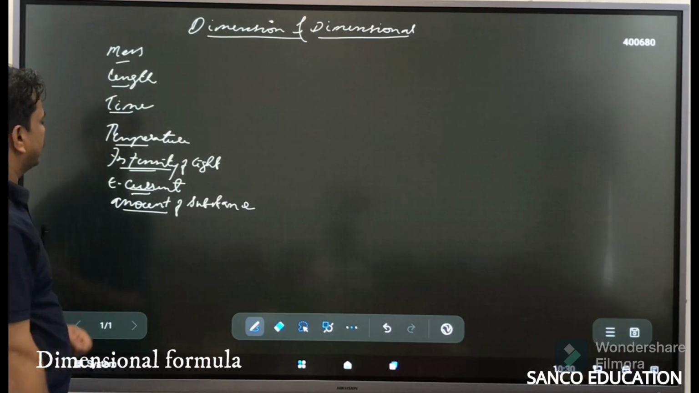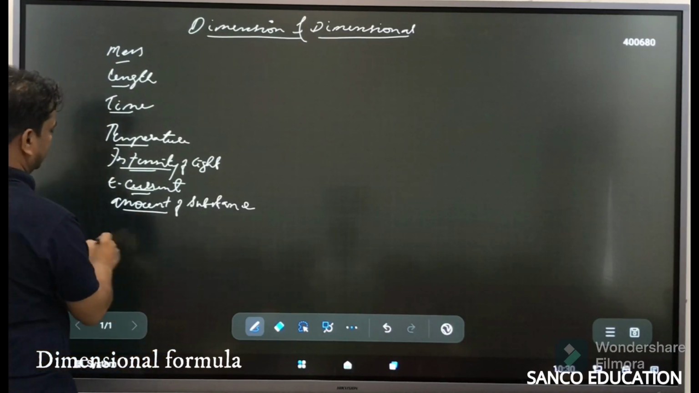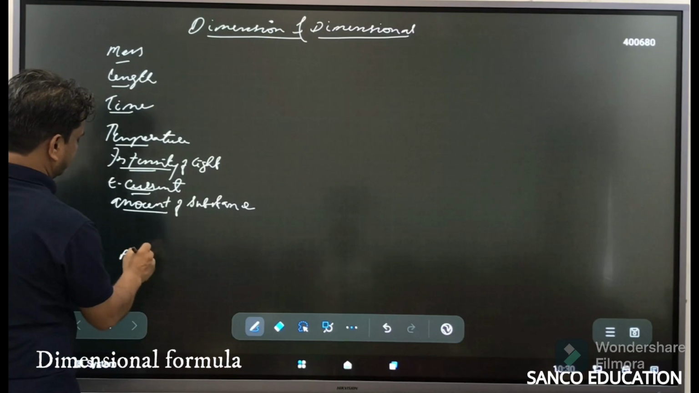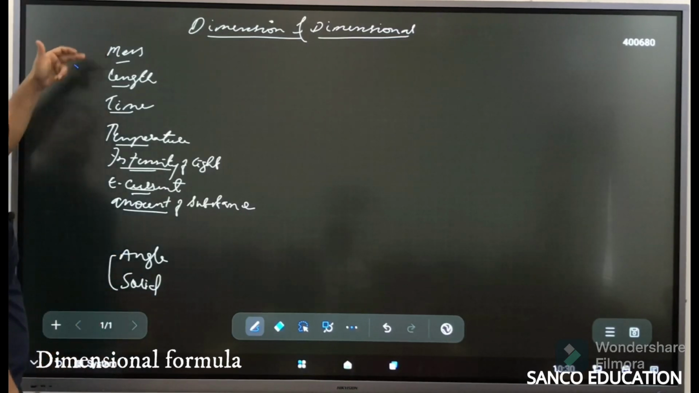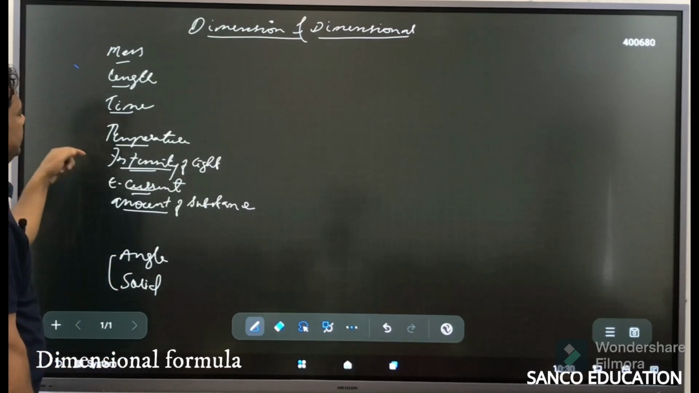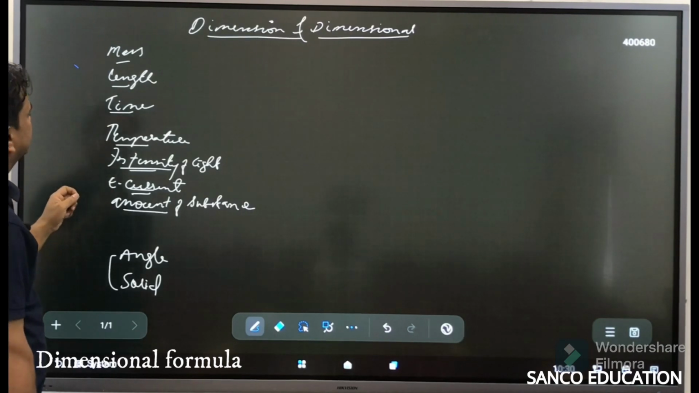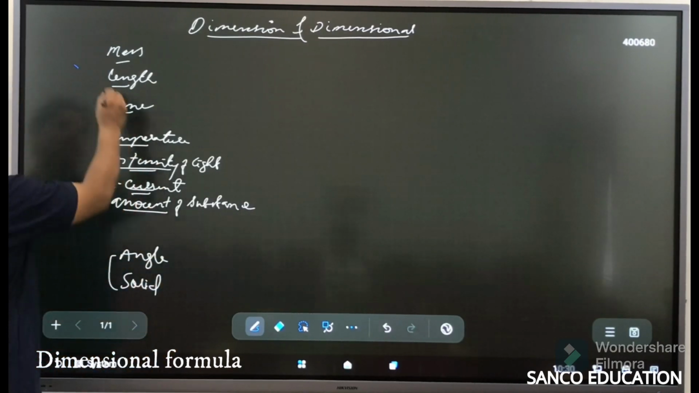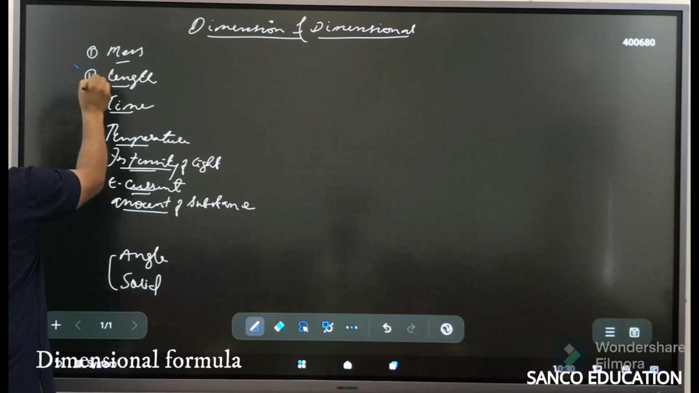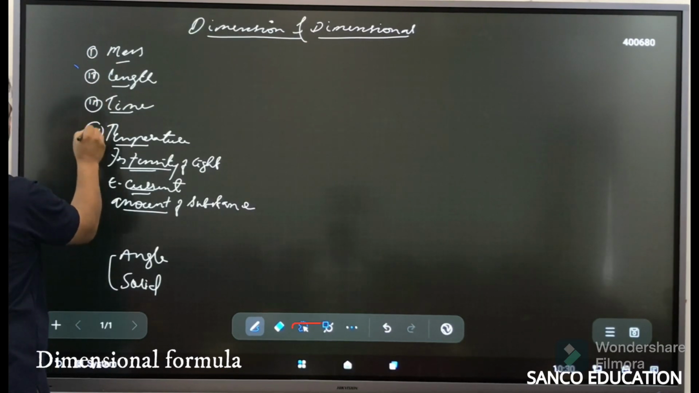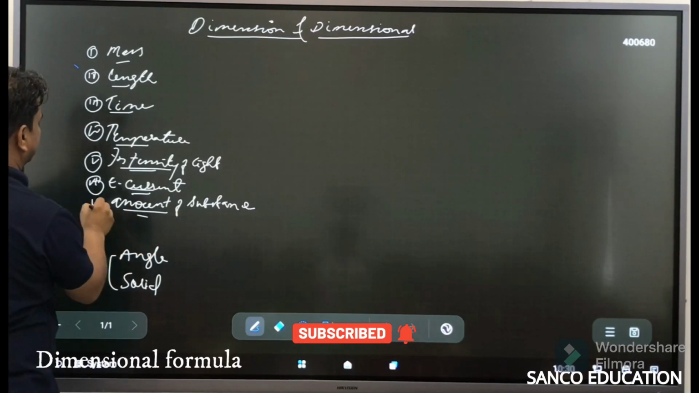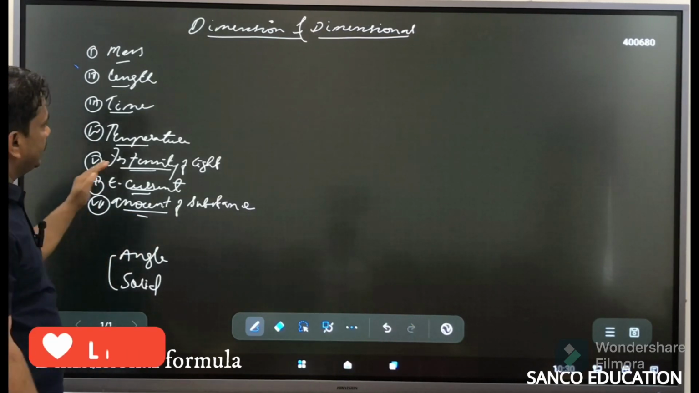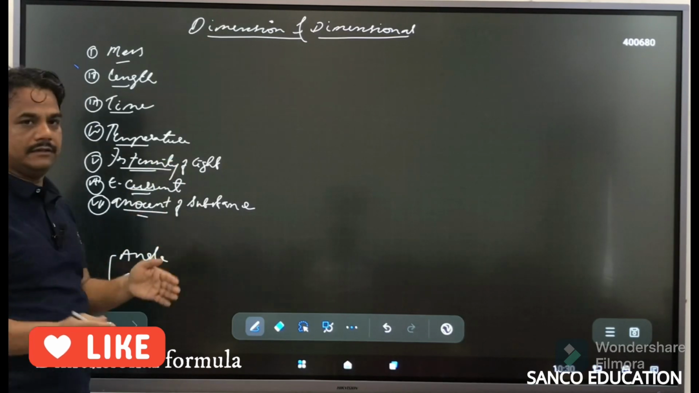And what is more? Angle is supplementary here, or solid angle. Mass, length, time, temperature, electric current, amount of substance, intensity of light: the 7 fundamental quantities are there. So these fundamental quantities come in some derived quantity.